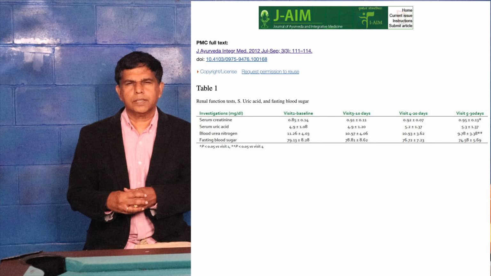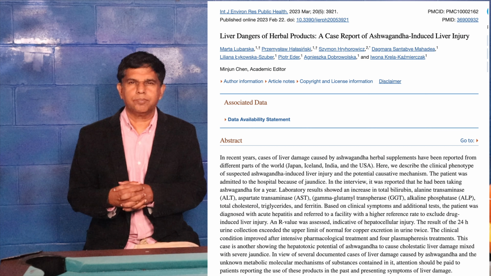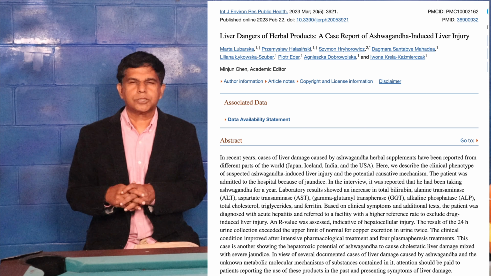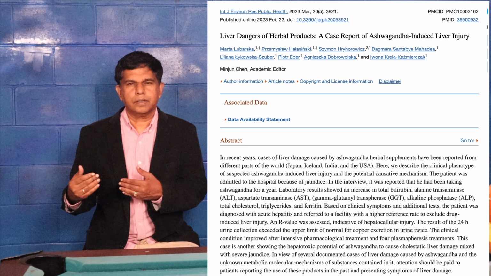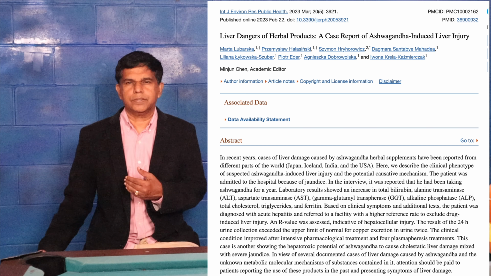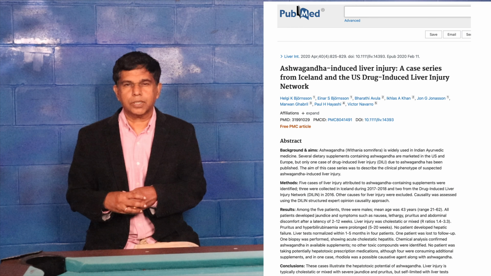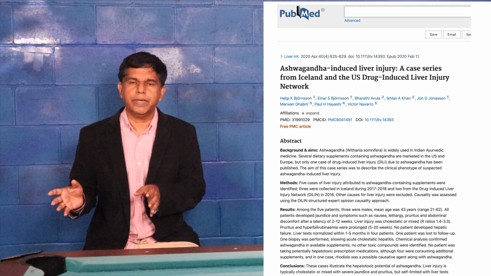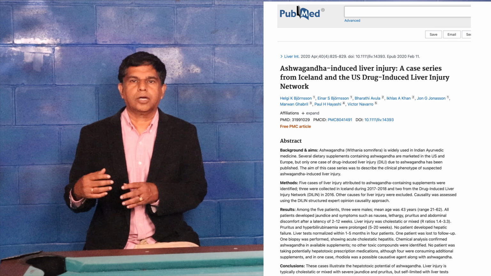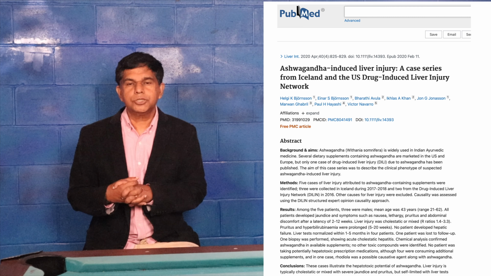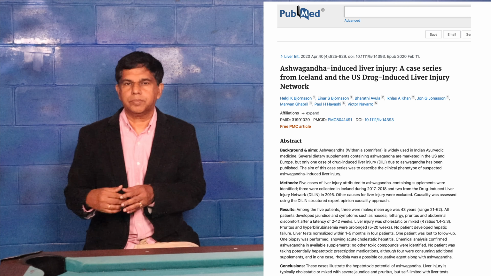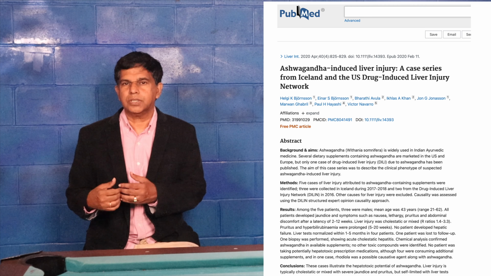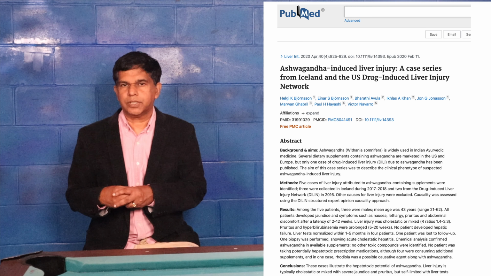Now let's look at some case reports that were published. The first one is a case report about liver toxicity, and then there was a case series from Iceland. There were about 5 people, the majority of them male, who developed liver toxicity after taking Ashwagandha. Fortunately, after stopping the drug all of the effects had gone away. Patients developed jaundice, itching. We call this a cholestatic jaundice picture. That's what they developed.